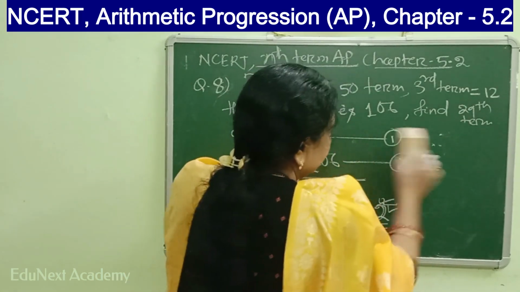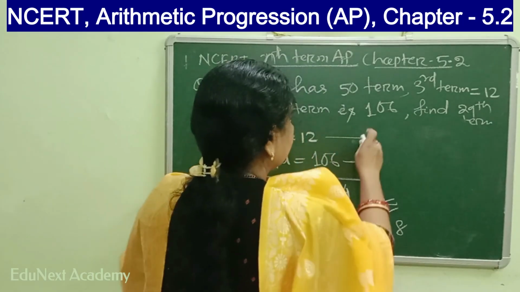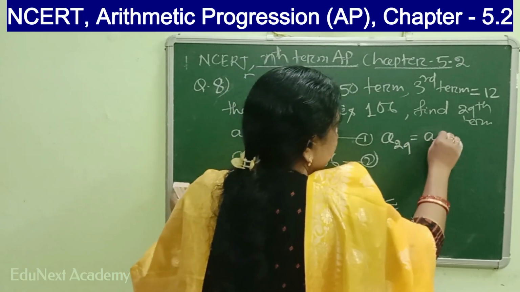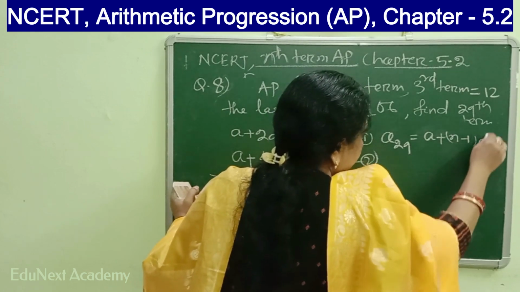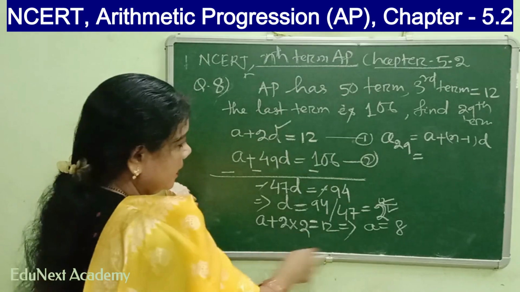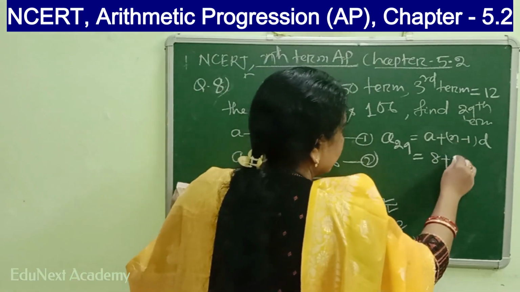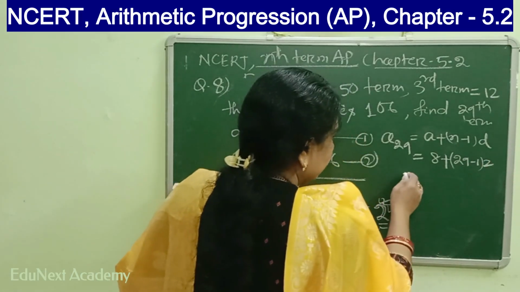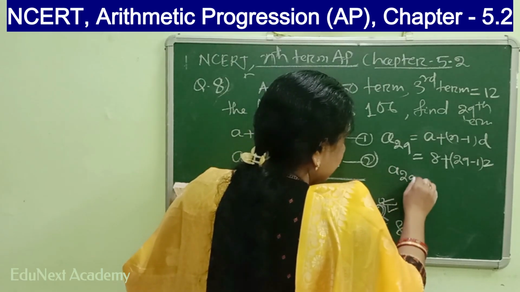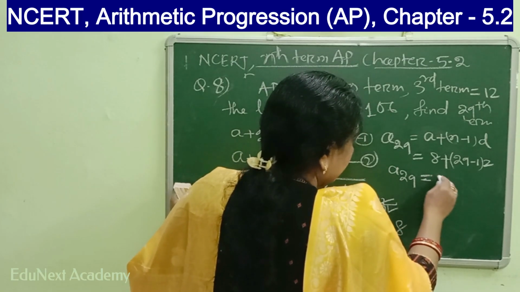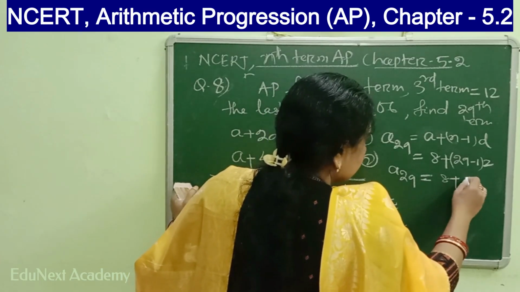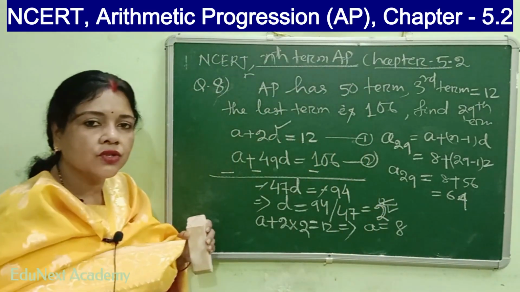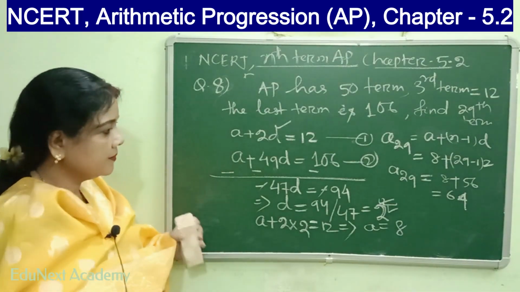That is, a29 will be first term a plus n minus 1 into d. That is, a is 8 plus 29 minus 1 into d. I got d as 2 here. So after solving, I got a29 is equal to 8 plus 56, that is 64. In this way, you can solve different problems.